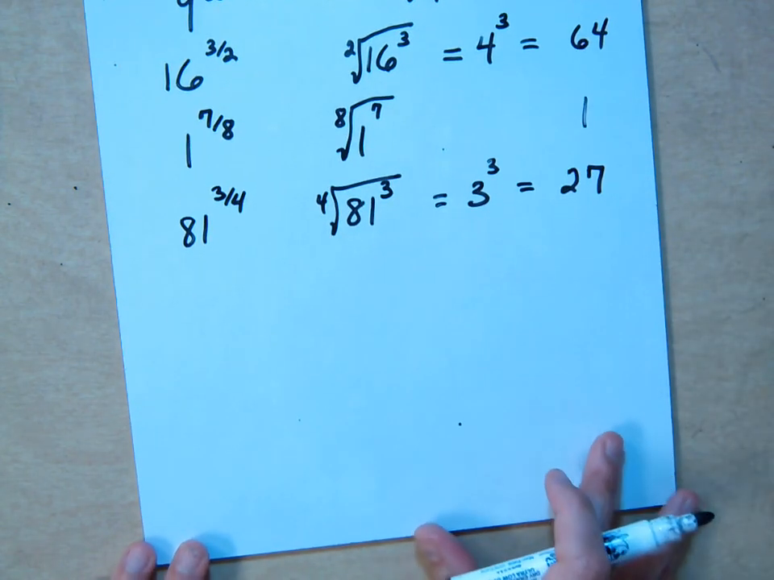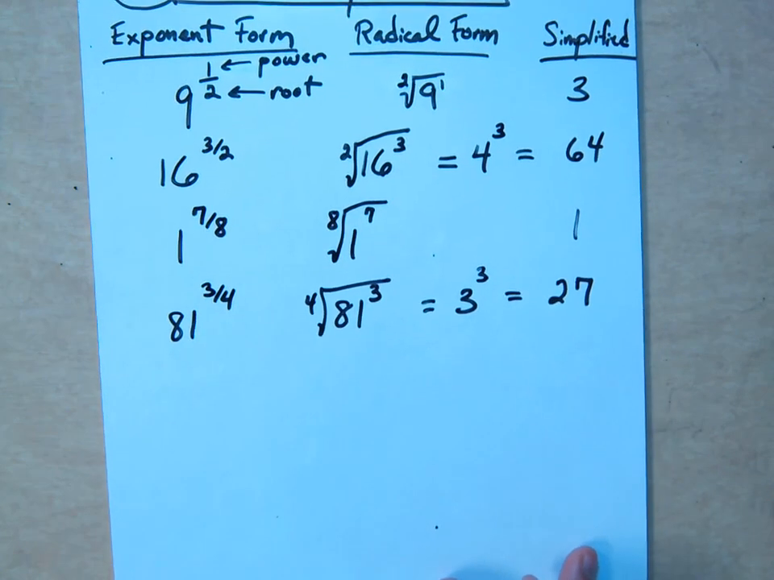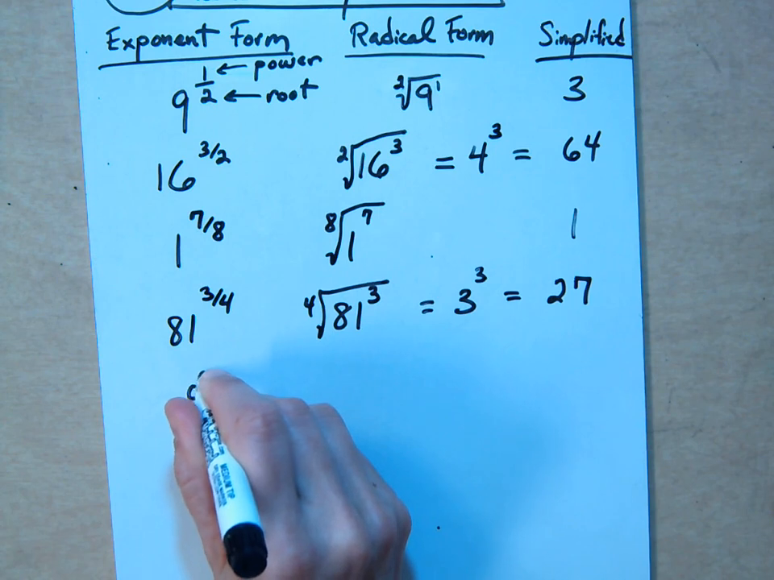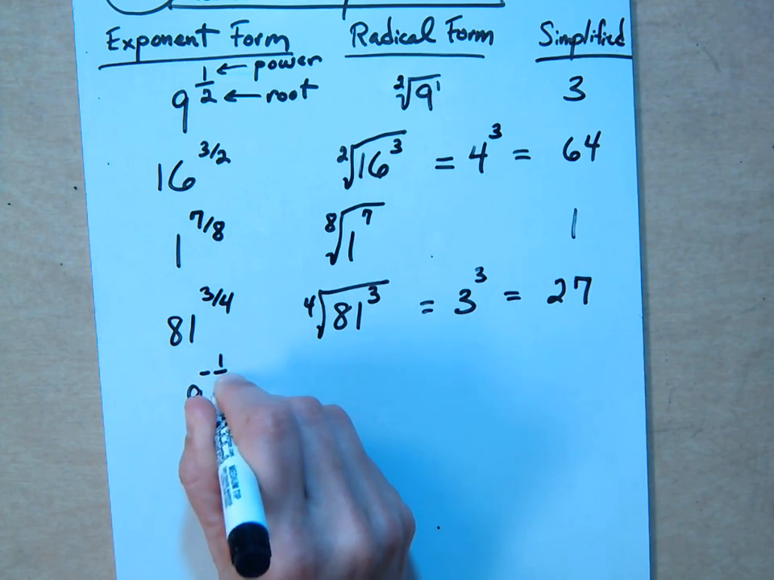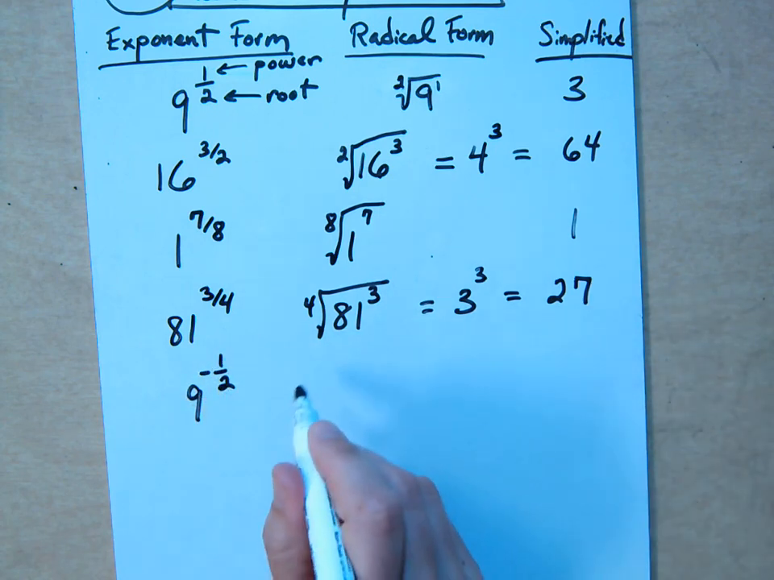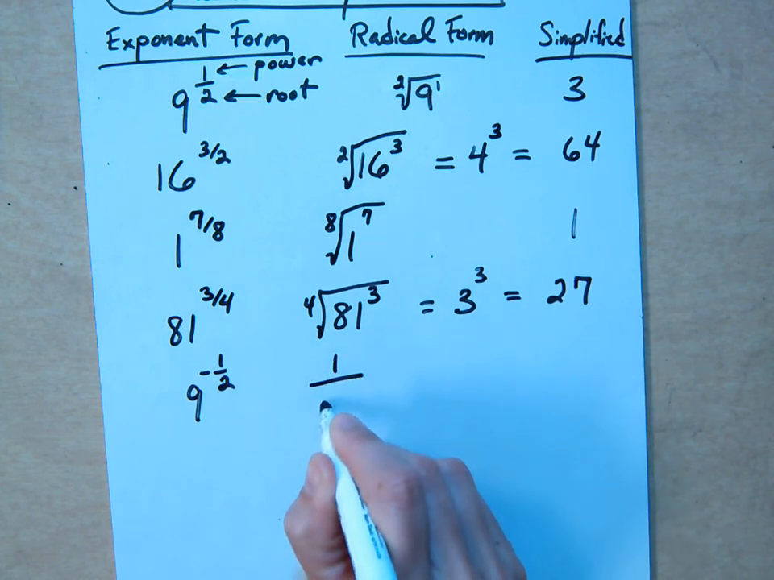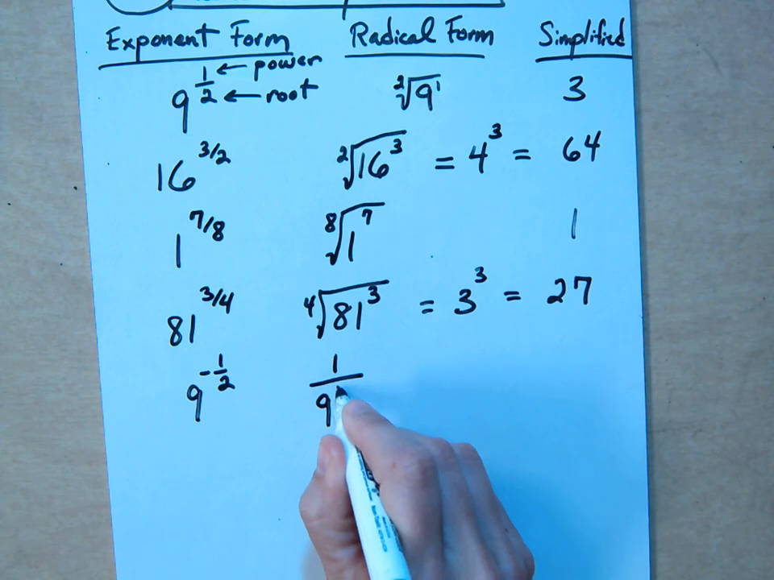Now, for review's sake, let's throw one in there that's a negative exponent. So 9 to the negative 1/2 power. You know that when you have a negative power, that means you take the reciprocal, and that means you can make the exponent positive.